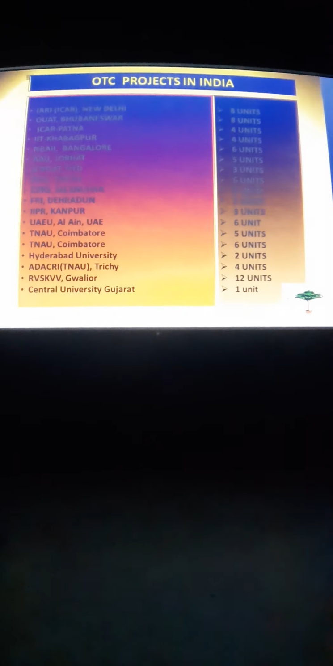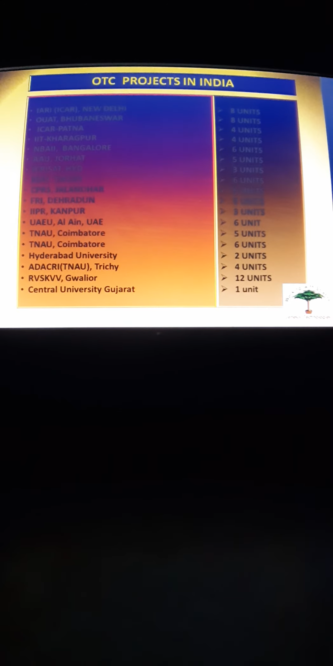We have done a project for OTC at CPRI, Central Potato Research Institute at Jalandhar. We did it for that. And this we have done for FRI, that is Forest Research Institute, Dehradun. And this OTC is for TNAU, Tamil Nadu Agricultural University. Again, this is another project we did for TNAU, for the wetland, for the Department of Microbiology and Bioengineering. We did it for them.